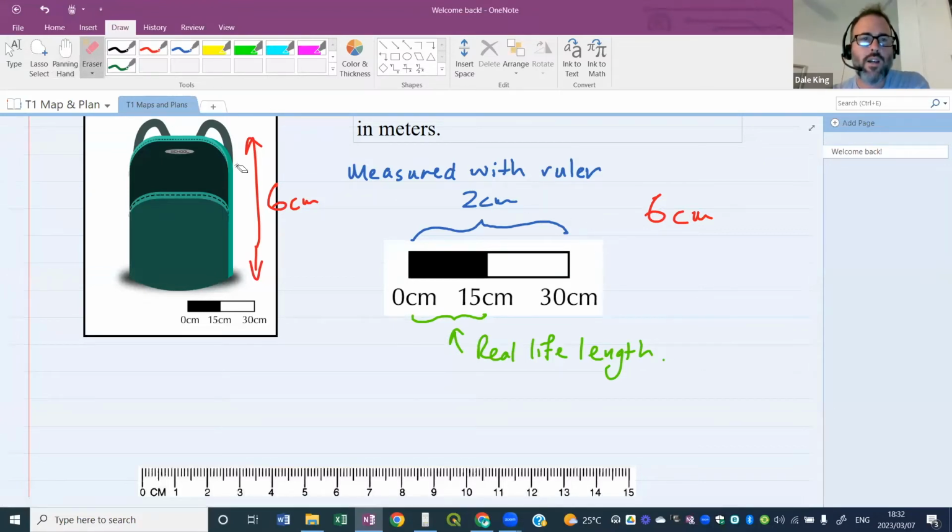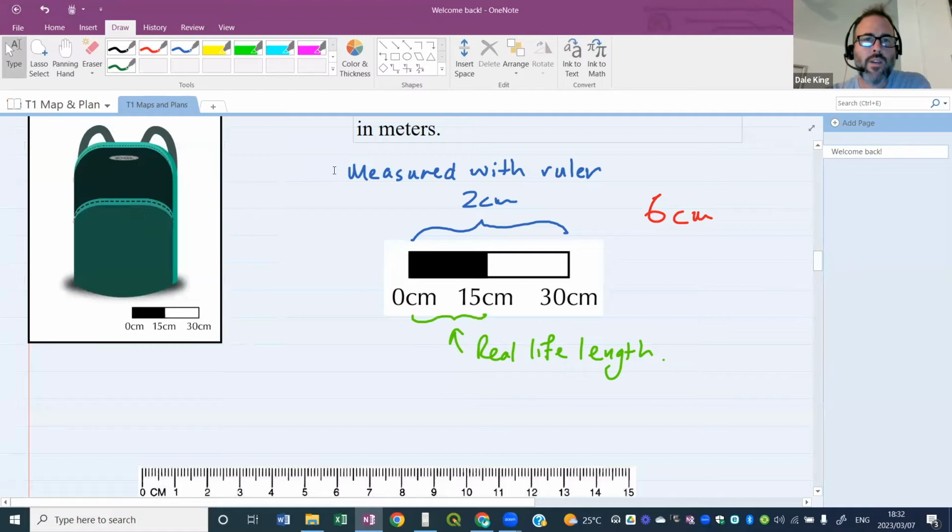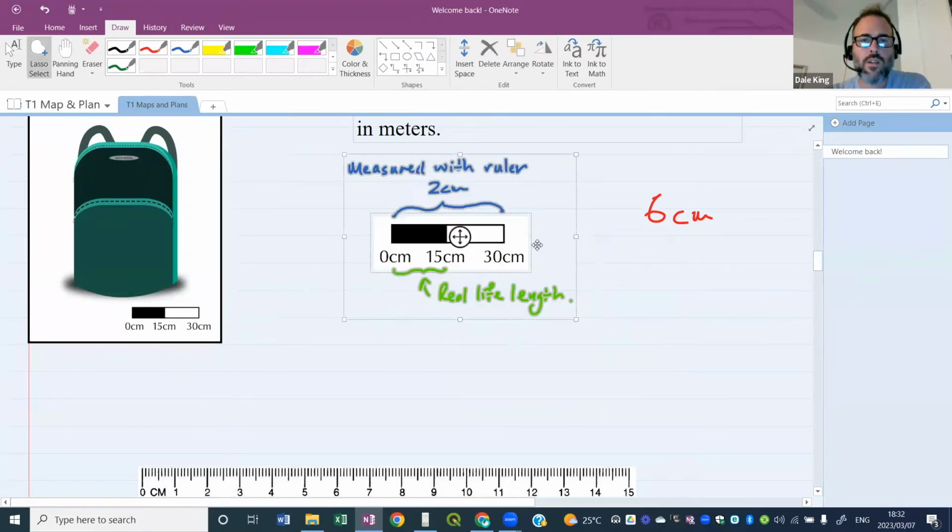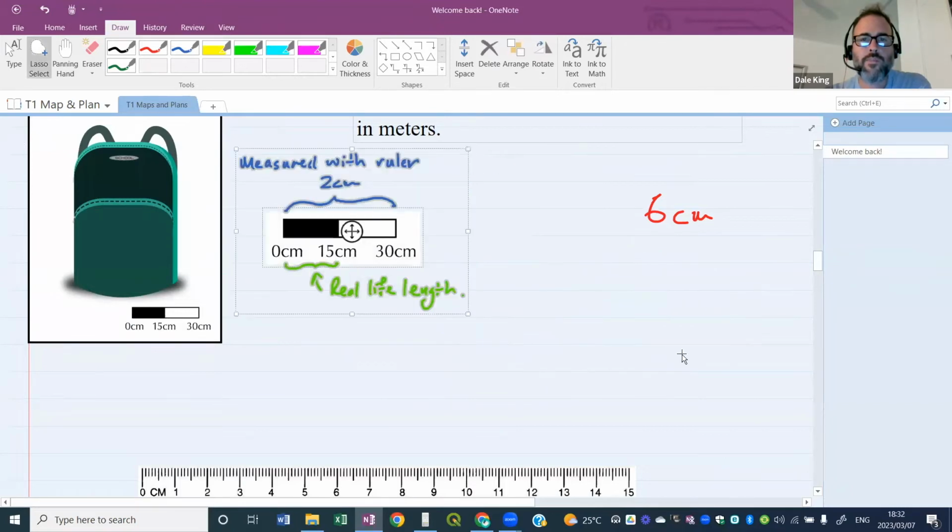All right, I'm going to move my diagram over a little bit. And I'm going to move this bar over a little bit. And I'm also going to shrink it a tiny bit. I'll put it over there. Okay. All right. Let's have a look and see.